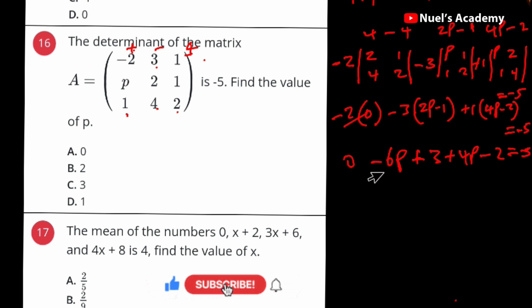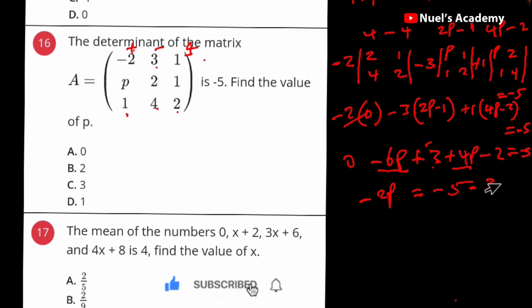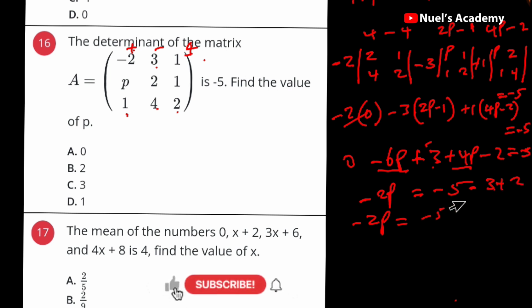We're going to have minus 6p plus 4p is going to be equal to minus 2p. Then equal to minus 5, which is this minus 5. Then if this 3 crosses to the right hand side, it will become minus 3. And this minus 2 crosses to the right hand side, it becomes plus 2. So you have that minus 2p is equal to minus 5 minus 3 plus 2. Then minus 3 plus 2 is going to give us minus 1. Then minus 2p is equal to minus 5 minus 1, which is minus 6.